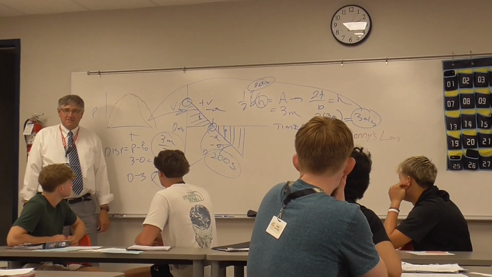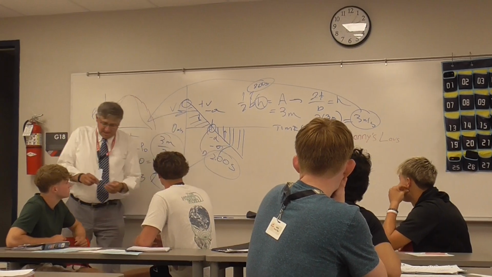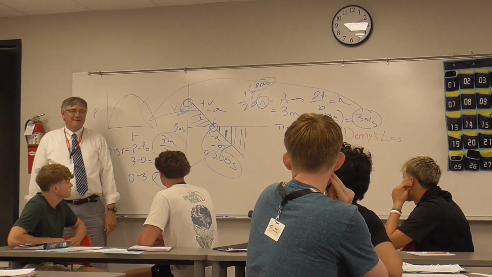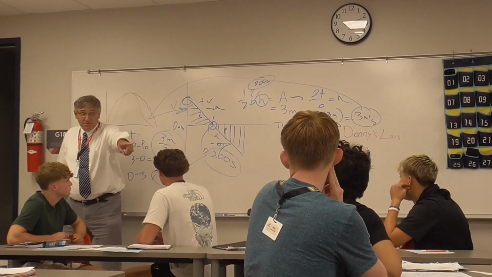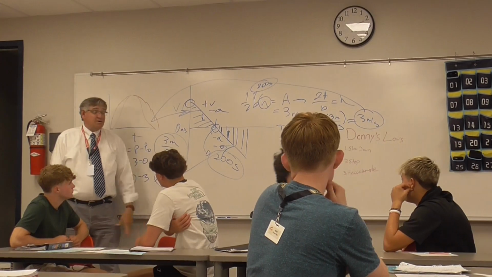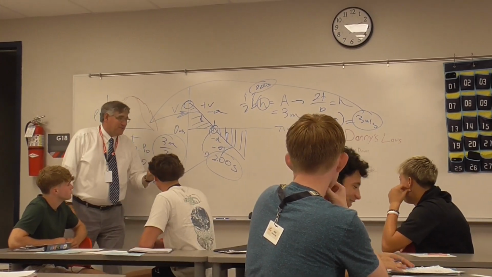Okay? Makes sense. If I were to add those 2 areas together, what would I get? 0. Why? Because 3 minus 3 is 0, and my initial position is the same as my final position, so my overall displacement is going to be 0. Ooh.